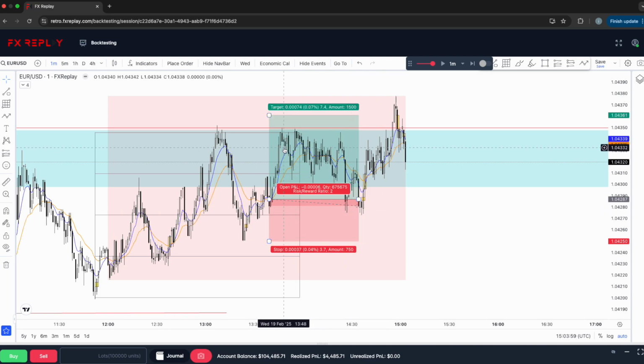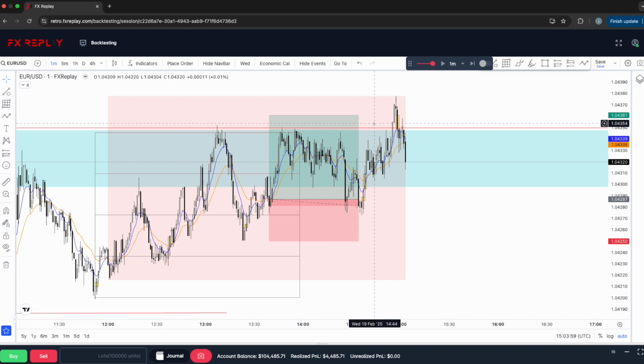So this is a perfect example of why I think managing your risk like this is far superior to putting your stop loss at break even. So yeah, perfect.